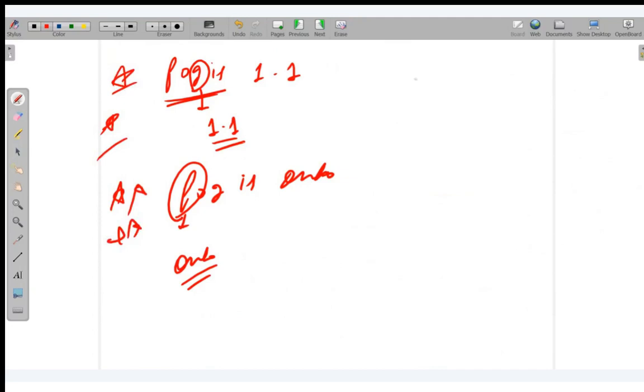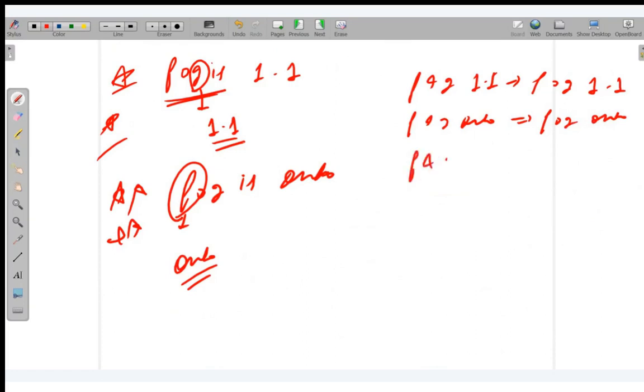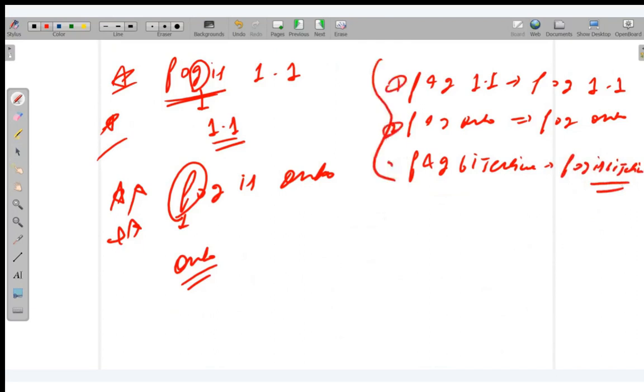And this is very obvious: when F and G are 1-1, then clearly FOG will be 1-1. No need to worry at all. When F and G are onto, then clearly FOG is onto. No need to worry. And next, when F and G are bijective functions, then FOG is bijective. That is for sure. These three are very very easy and you can easily remember them.